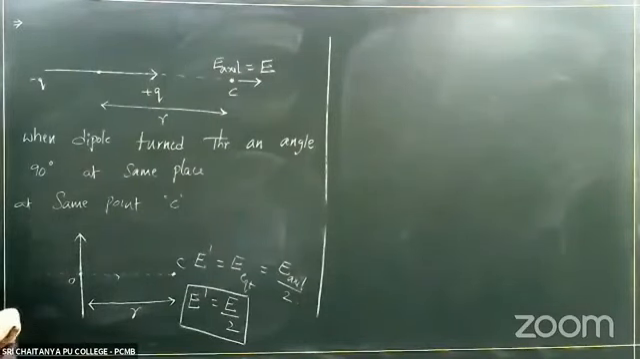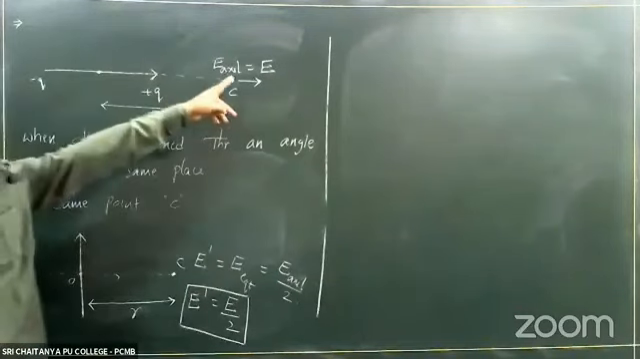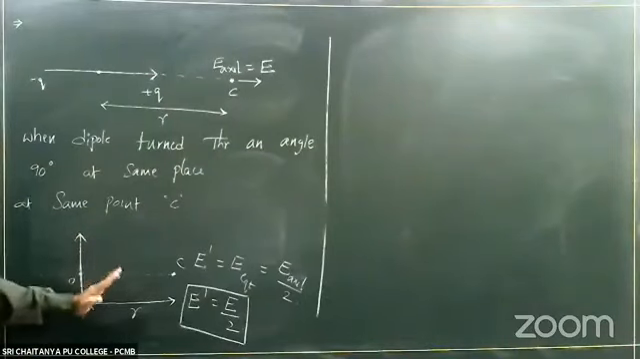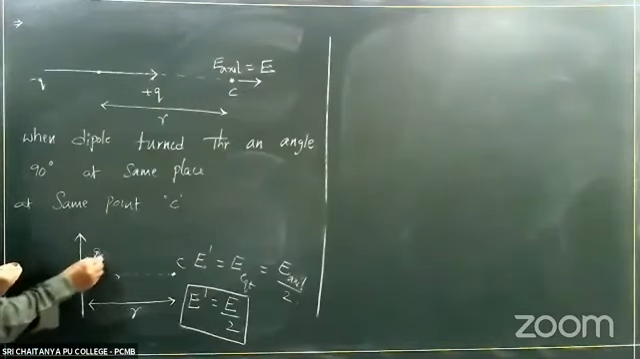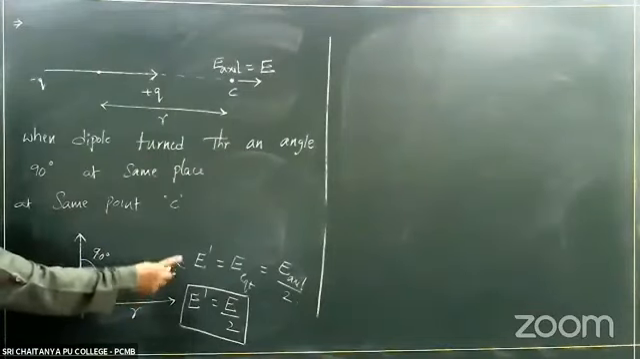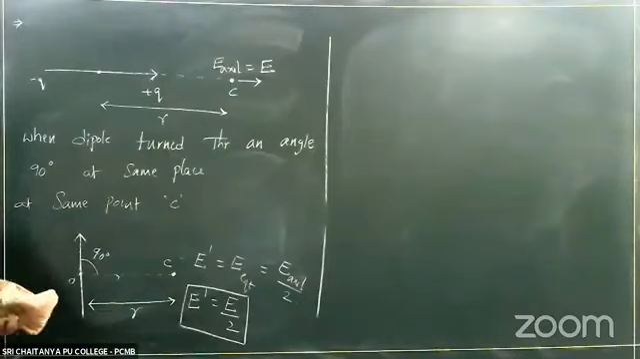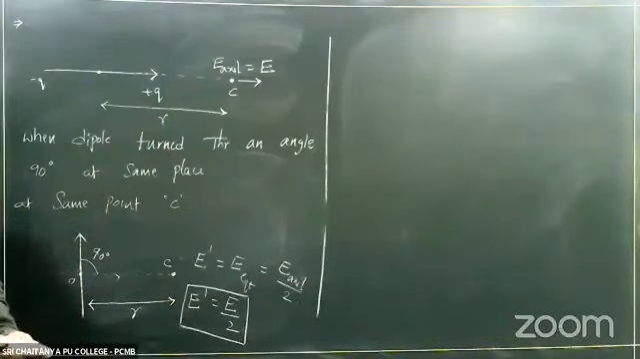So what is the question? The dipole is initially such that the point is on the axial line. The dipole is turned through 90 degrees from its position. Then at the same point C, what is the intensity? E by 2, right?